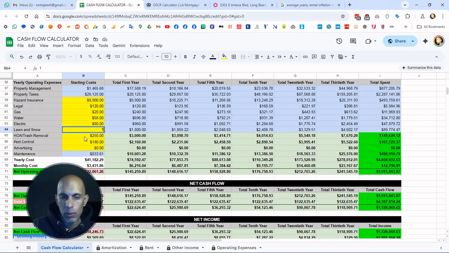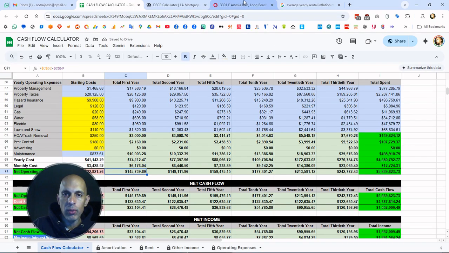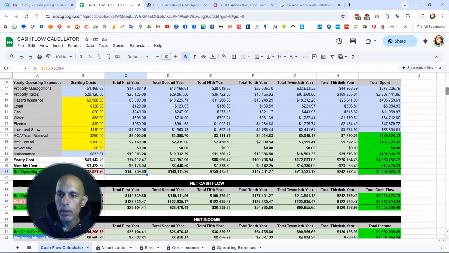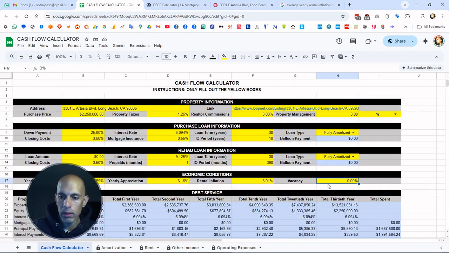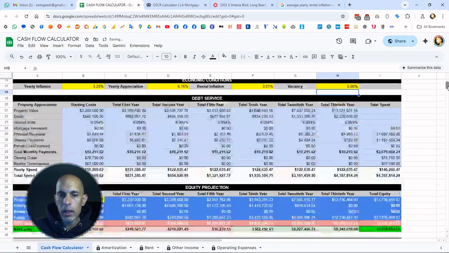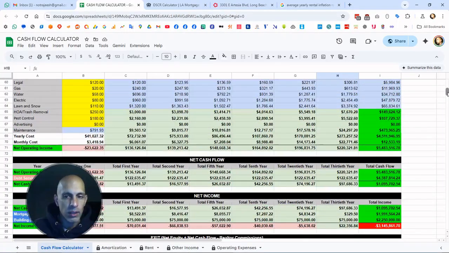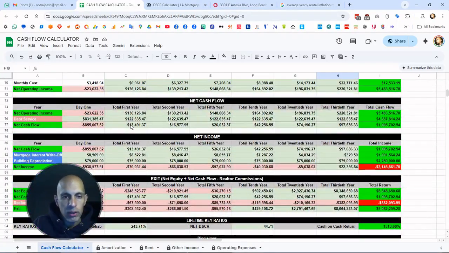So let's say 140, 130, 120, 110. So now we're pretty close. We're at 145,739, and this is at 747,739. So now I can add in my vacancy loss. And now I can be pretty confident in these numbers here. And what we see is that first year we're already cash flowing at $13,000 a year.